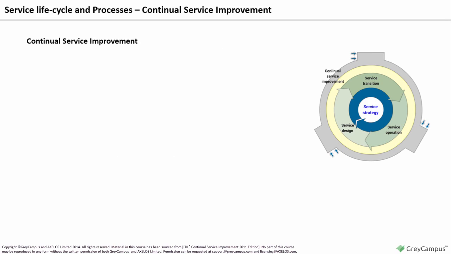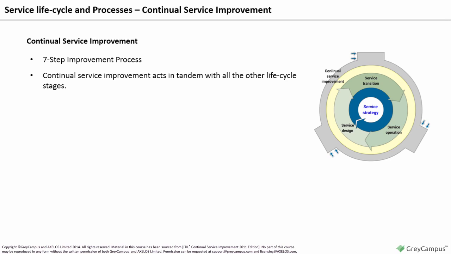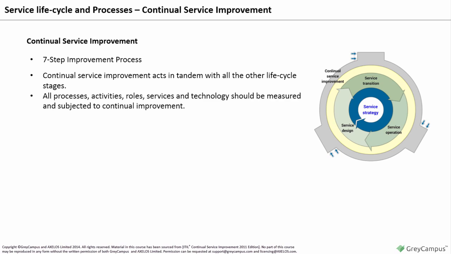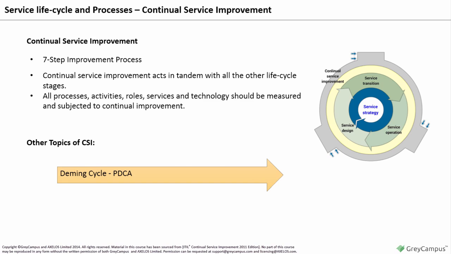Continual service improvement just has one process, which is a 7-step improvement process. For any service provider, continual service improvement acts in tandem with all the other life cycle stages. It is advisable that all processes, activities, roles, services, and technology should be measured and subjected to continual improvement. Apart from these, we will cover a few more things in detail in CSI, which are the Deming cycle, the PDCA cycle, baseline, how to baseline and why, and measurements, why do we measure.